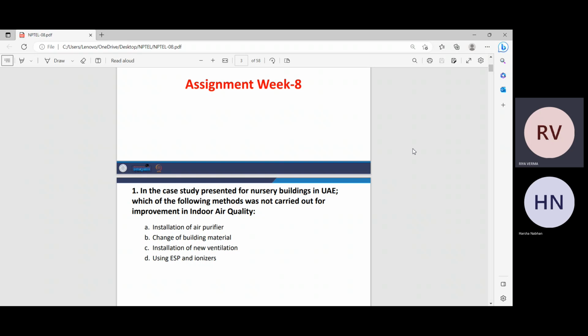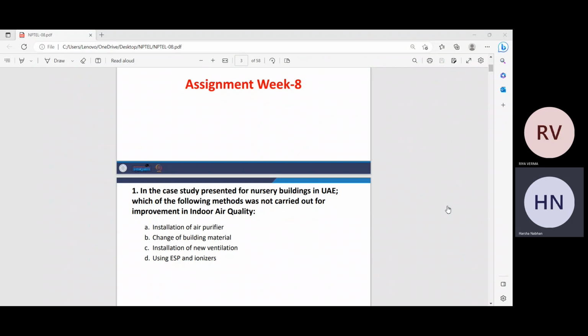The first question is that in the case study presented for nursery buildings in UAE, which of the following methods was not carried out for the improvement in indoor air quality? Options are installation of air purifier, change of building material, installation of new ventilation, and using ESP and ionizers.